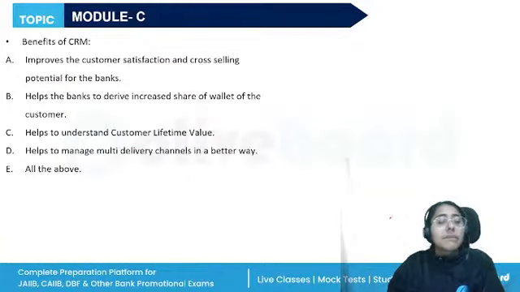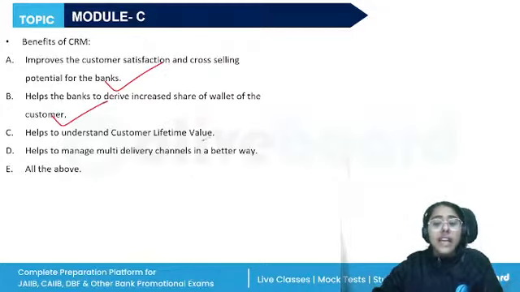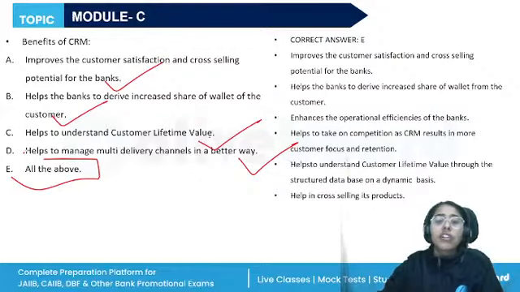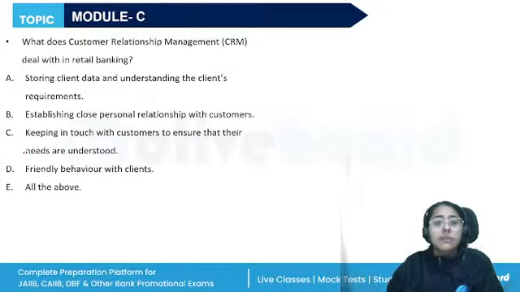Then next question, what are the benefits of CRM? It improves the customer satisfaction and cross-selling potential, helps the banks to derive increased share of wallet, helps to understand the customer lifetime value, helps to manage multi-delivery channels. Again, all of the above are the benefits of CRM. Helps in cross-selling, understand the customer lifetime value, helps to take on competition because more customer focus and retention is there. Operational efficiencies are enhanced, right? So the correct answer will be E, all of the above.